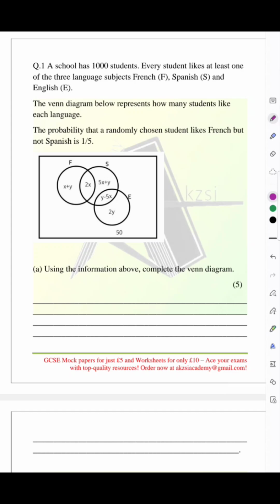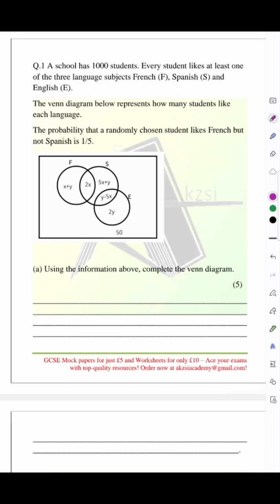So let's get started. Question 1 says a school has 1,000 students. Let me tell you, these are not past paper questions, these are mock questions. And obviously, these are the types of questions that will definitely help you score the top grade 8 or 9.